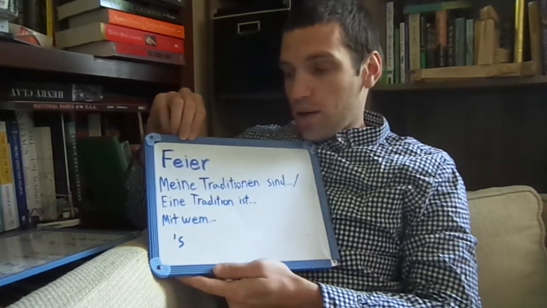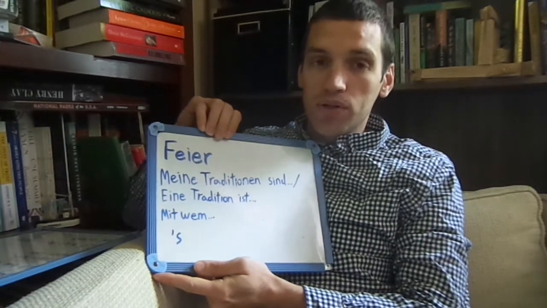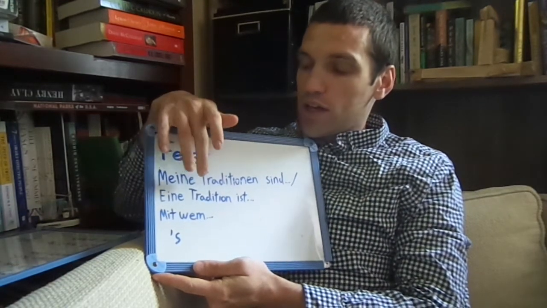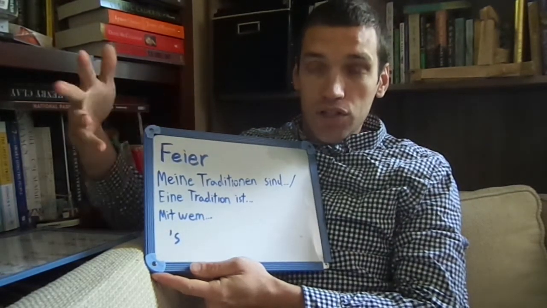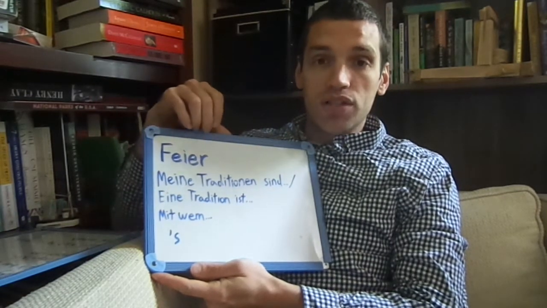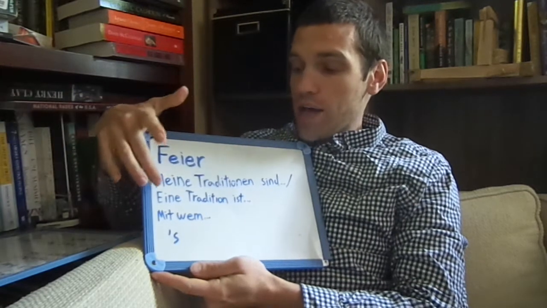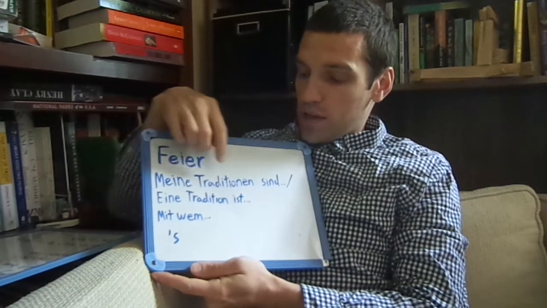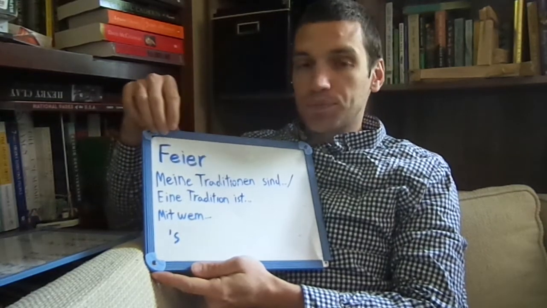tricky. Then, one thing that also is coming up, be careful with the plurals and singulars. So especially when we're talking about Tradition or Traditionen. So we might say something like, my traditions, meine Traditionen sind, or if we just have one tradition we want to talk about, like a tradition I have for Christmas, eine Tradition ist. So notice that, sind and ist, and then Tradition, Traditionen.